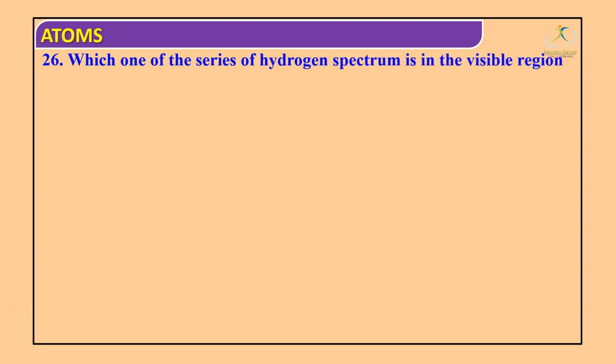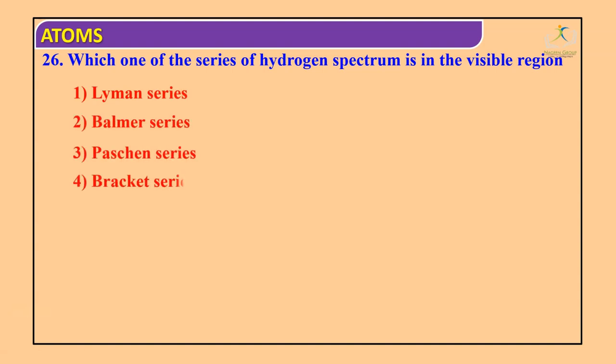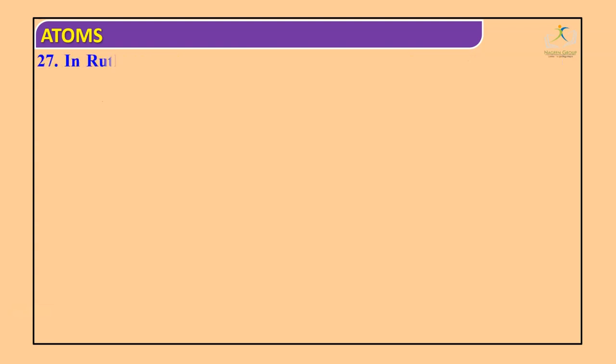Next question: which one of the series of the hydrogen spectrum is in the visible region? The options are Lyman series, Balmer series, Paschen series, Brackett series. The correct answer is Balmer series.